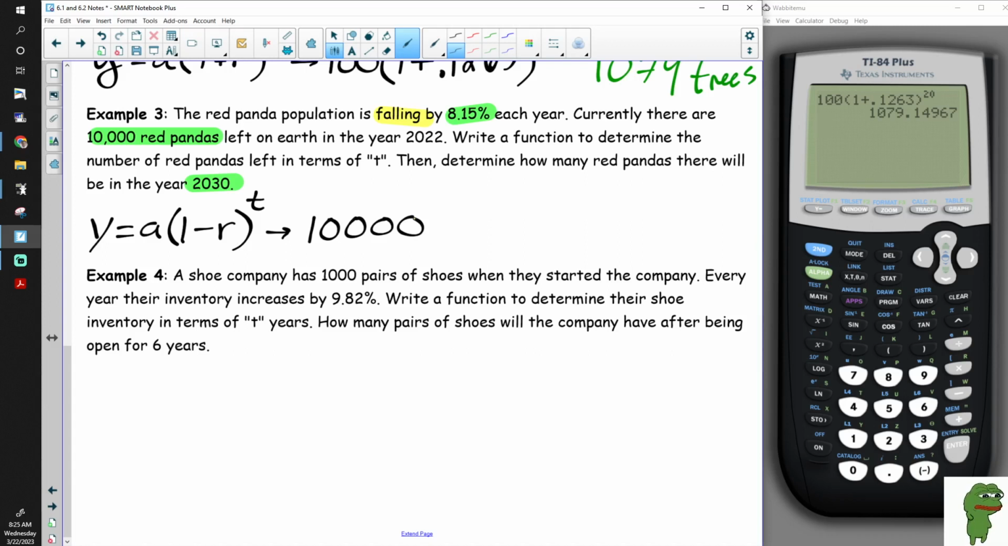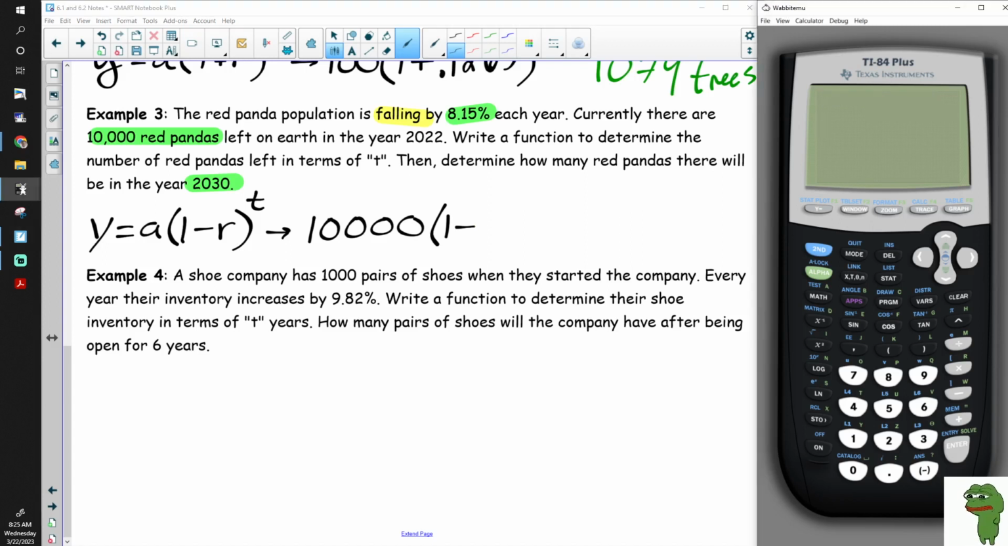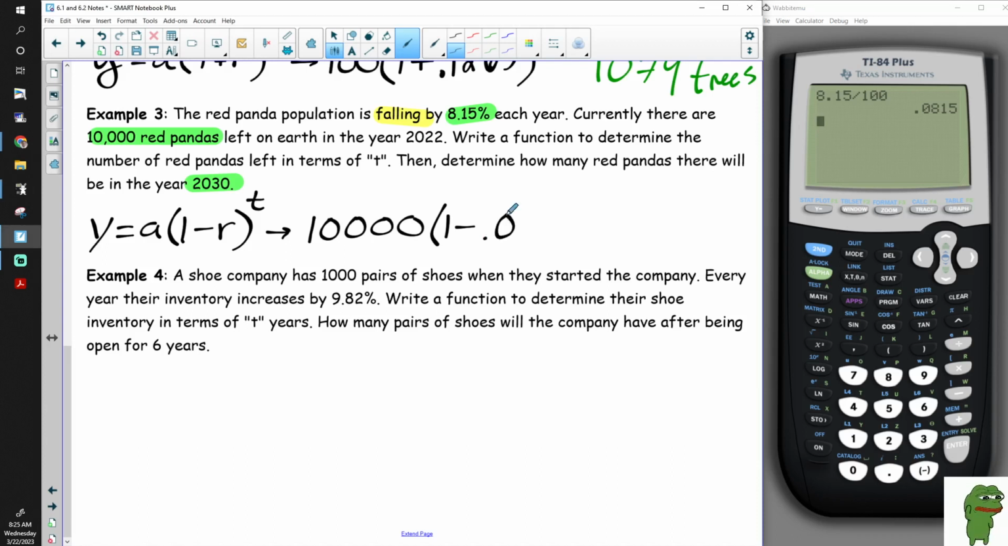Next, we always have our 1. This time it's minus because it's decreasing. And again, we don't want to plug an 8.15 in. We need to take our percentage and divide it by 100. 8.15 divided by 100. My rate is 0.0815.